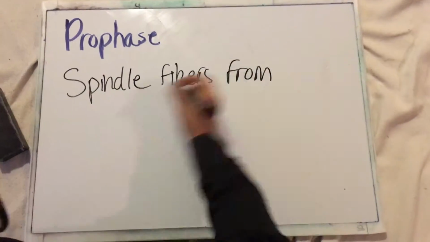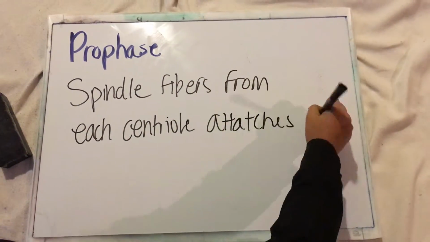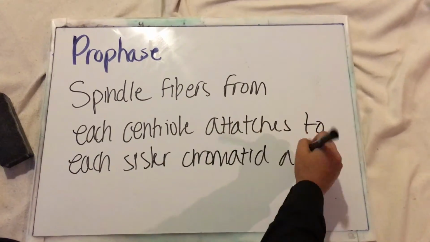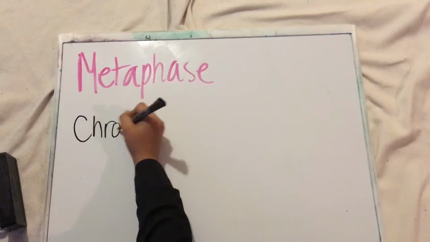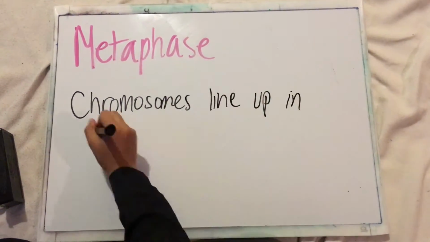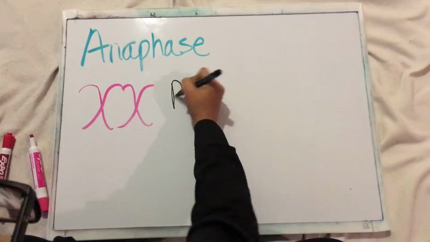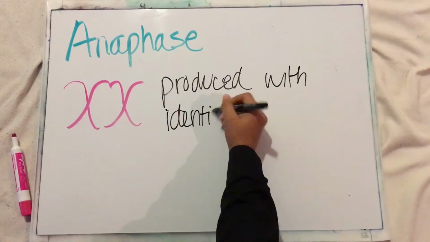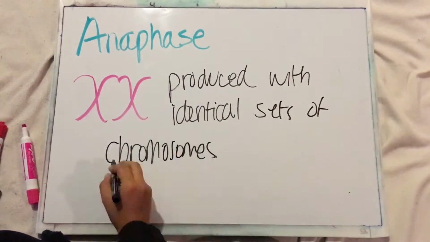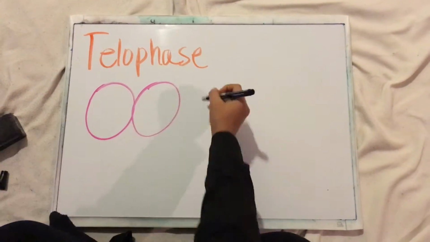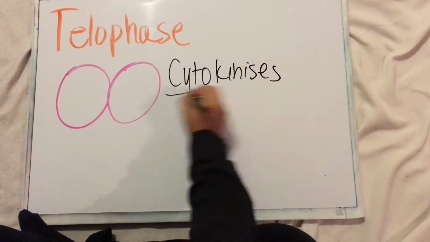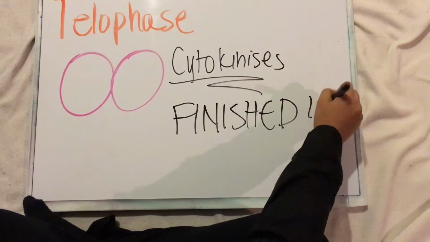Prophase is where the spindle fibers from each centriole attach to each sister chromatid at the kinetochore. Metaphase is the stage where chromosomes line up in the middle of the cell. Anaphase is when the daughter cells are created with identical sets of chromosomes. The last stage is telophase, in which mitosis reaches its goal in making 2 daughter cells.